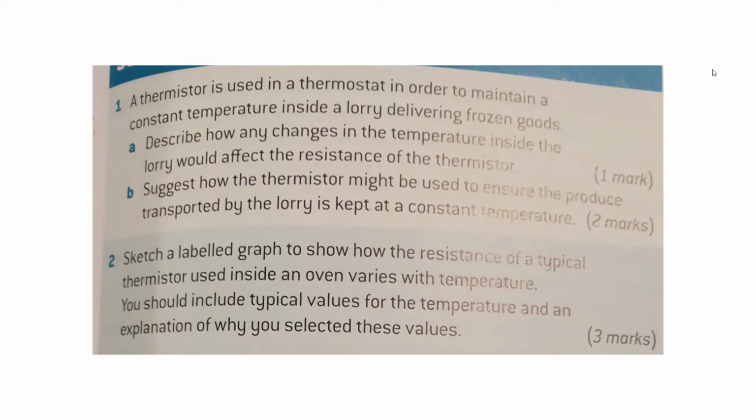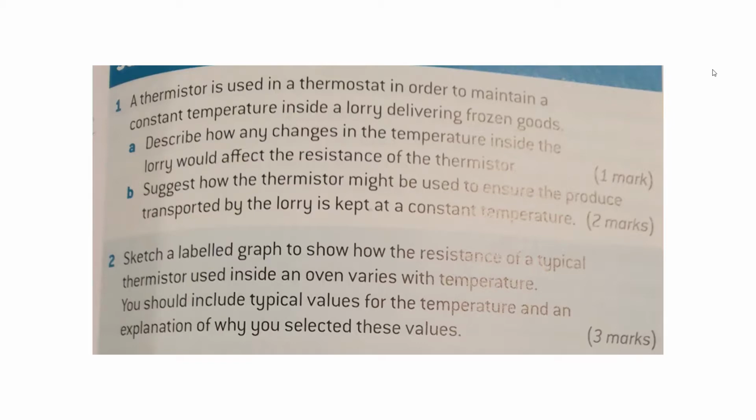Alright, so if you look at the question, this is in the OCR book. Question 1. A thermistor is used in a thermostat in order to maintain a constant temperature inside a lorry delivering frozen goods. A, describe how any changes in the temperature inside the lorry would affect the resistance of the thermistor. 1 mark. B, suggest how the thermistor might be used to ensure the produce transported by the lorry is kept at a constant temperature. 2 marks.